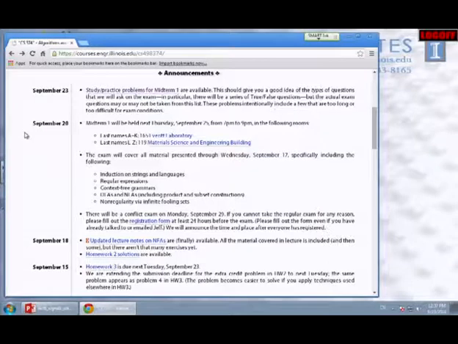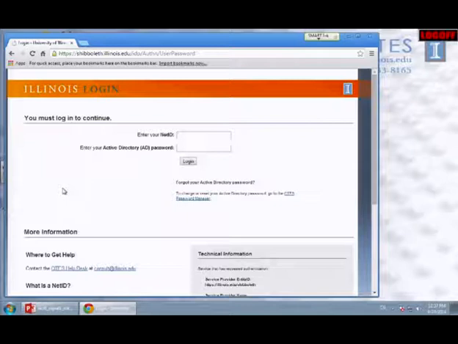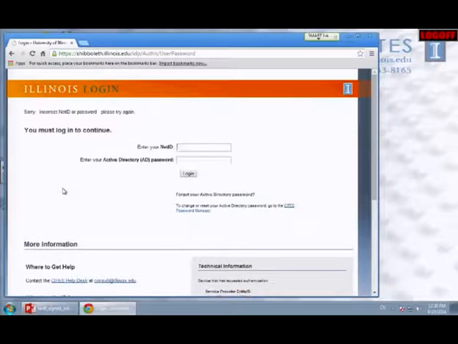The other thing is, if for some reason you need a conflict exam, there is a web form that you can use to sign up that will, among other things, ask not only, who are you, but what.